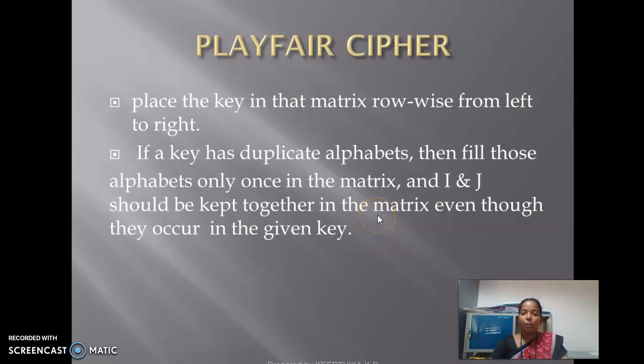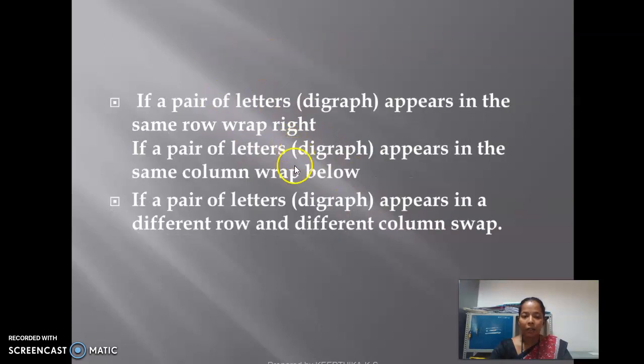Next we are going to see about the Playfair cipher. What does the Playfair cipher mean? The cipher is a 5 cross 5 matrix. So first place the key in that matrix row wise from left to right. If the key has duplicate alphabets, then fill those alphabets only once in the matrix, and I and J should be kept together in the matrix even though they occur in the given key, and the remaining alphabets should be placed after the key value is placed in the matrix form.